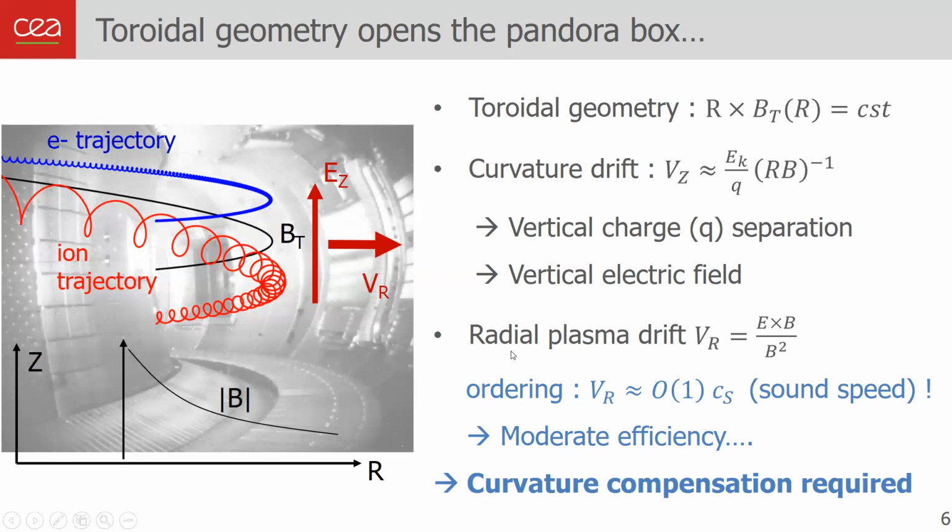If you want a rough ordering of this velocity, if you have only this toroidal magnetic field, it would be a large fraction, maybe 10% or around the sound speed of the plasma. So you get, in fact, quite moderate efficiency of this magnetic confinement. And you have, in fact, to compensate this curvature drift.